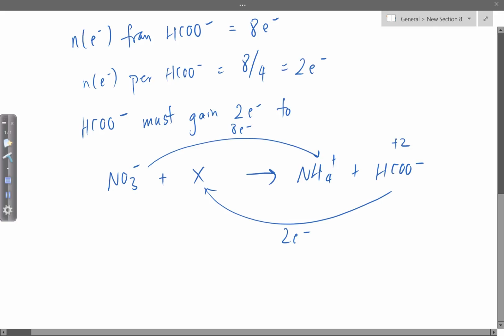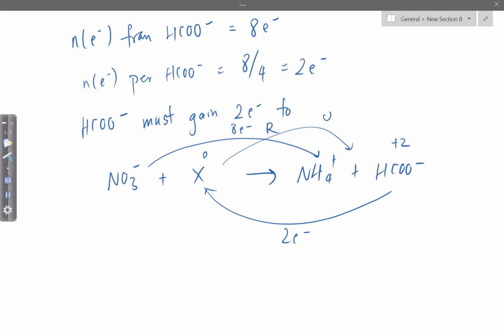Think of it, okay? Is this species being reduced or oxidized? It's being reduced, correct? So from here to here is reduced. So from here to here it must be oxidized. So which one will have a higher oxidation state? This one or this one? It will be this one. So that means this must be a lower number, right? It must be 0, in other words. Correct? Does it make sense? Yeah. Makes sense, right?